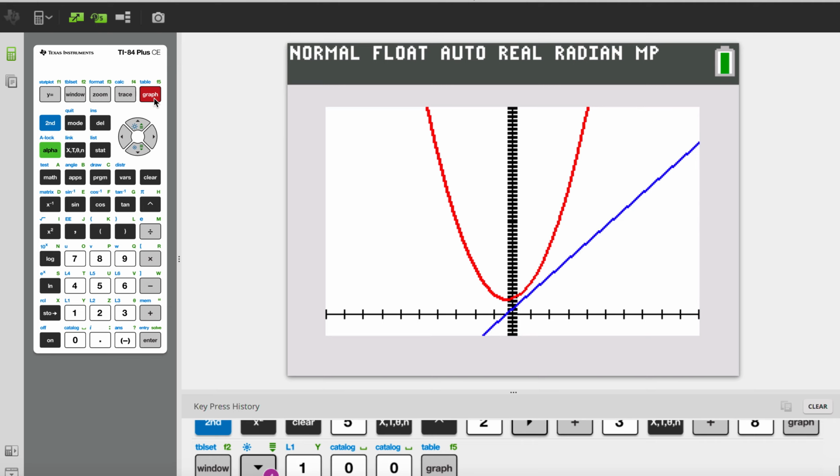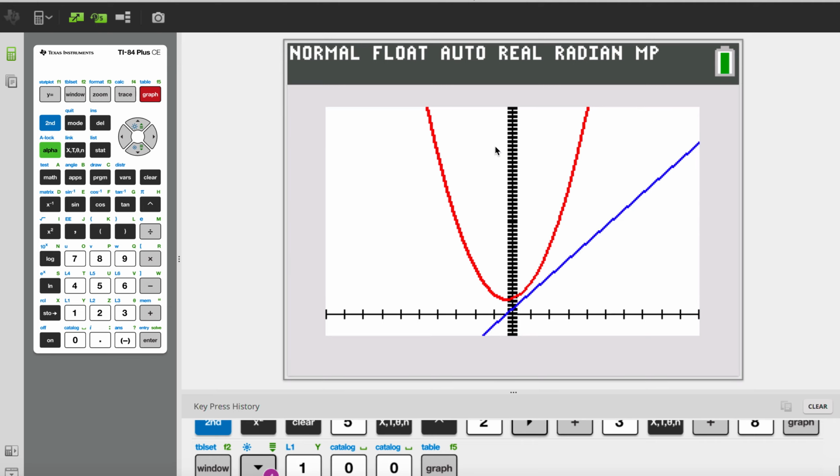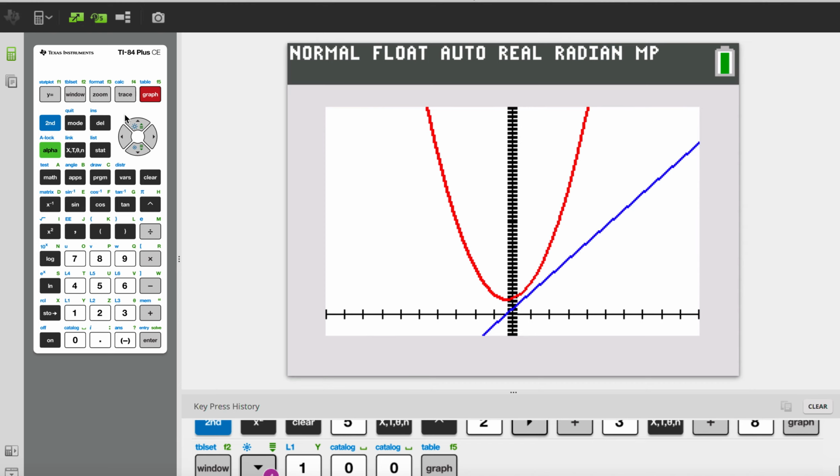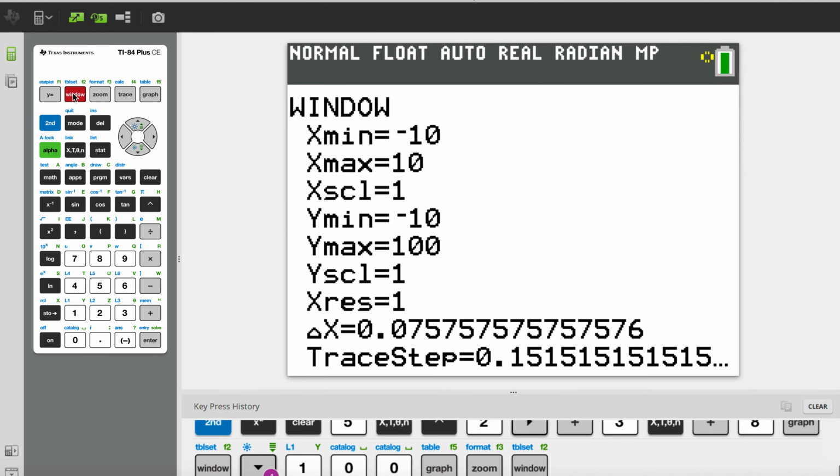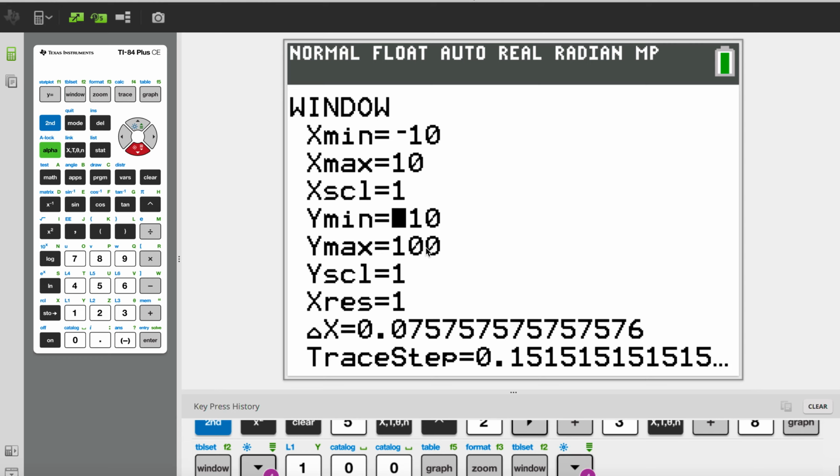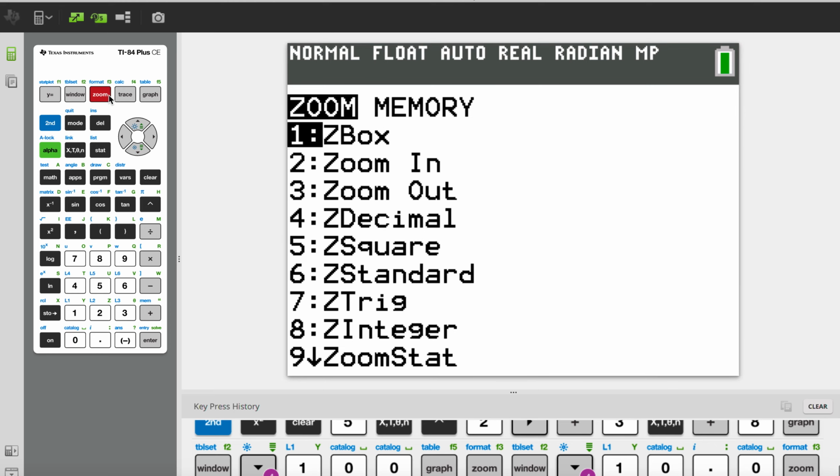If I want to turn back to standard, because now my y scale is 100, I basically go to window again. Actually, you can do it manually. So one method for you is just to manually change it to 10. But another method is for you to go to zoom.